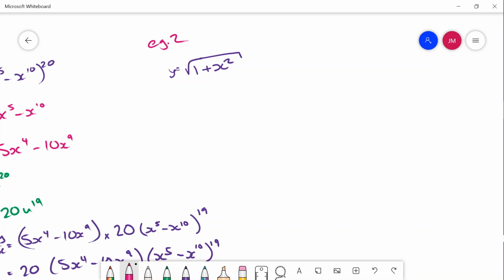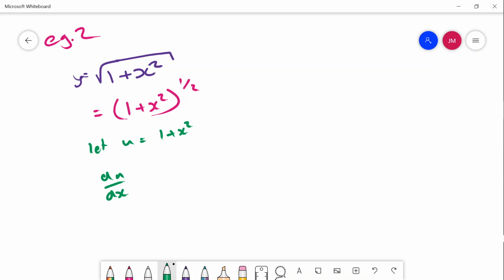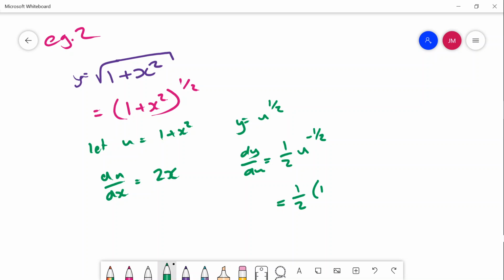We've got y equals root of 1 plus x squared. So I can write that as (1 plus x squared) to the power of a half. So therefore I'm going to let u equal 1 plus x squared. So du/dx would equal 2x, and y equals u to the half. So dy/du is going to equal a half u to the negative a half. Let's put u back in if you wanted to. A half (1 plus x squared) to the negative a half.